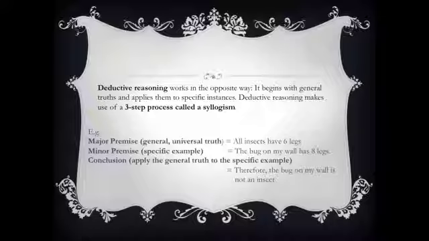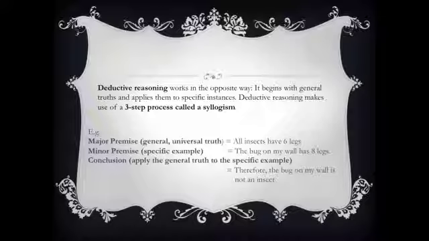Okay, so in my example here, my major premise or my general truth is that all insects have 6 legs, and that is true. If a bug does not have 6 legs, then it is not an insect. So my minor premise or my specific example is, let's say I'm looking at a bug on my wall, and I say the bug on my wall has 8 legs. So based on my general knowledge of the fact that insects have 6 legs, and based on my specific finding of a bug that has 8 legs, what conclusion can I come to?